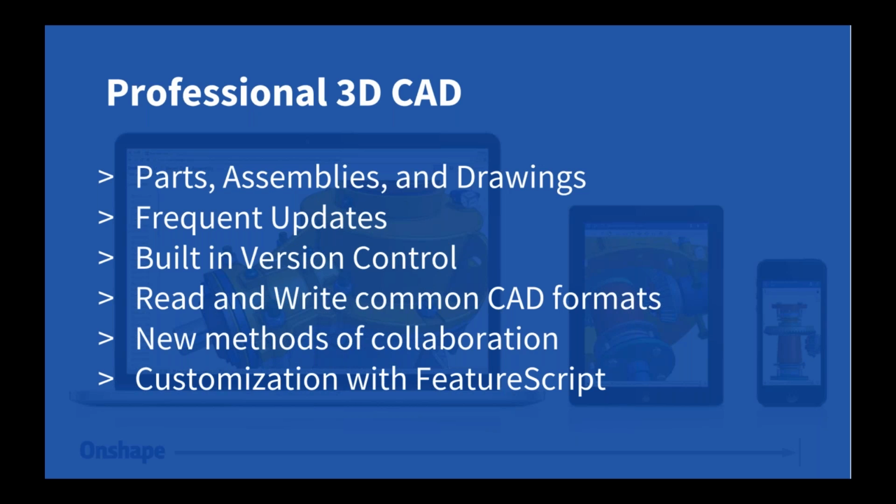Now, the other thing I always like to mention is we do consider ourselves professional 3D CAD. And when you think of professional 3D CAD, you generally think of parts, assemblies, and drawings. And we do have parts, assemblies, and drawings. But we also have a lot of other things that you don't get in other professional 3D CAD systems. Some things that really set us apart. One of the first and very important to what we're talking about here today is just the frequent updates. You know, with Onshape, roughly every 3 weeks, you're going to see new features being added. That's, of course, what we're talking about here today.